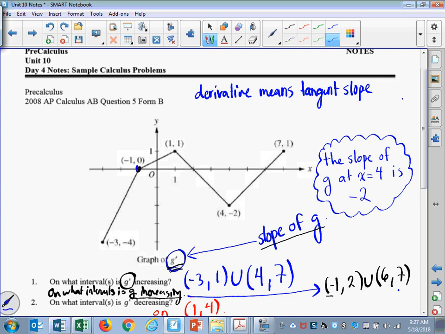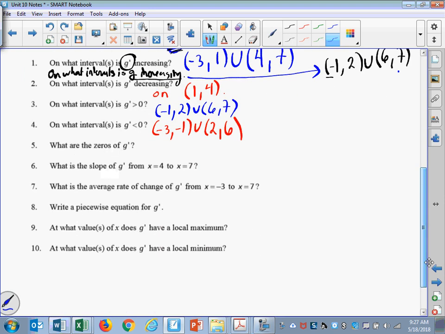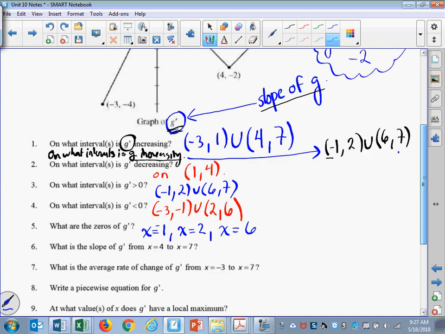Zeros are written as x-coordinates, so we can just say x equals -1, and x equals 2, and x equals 6. Let's check. -1, 2, and 6. That'll work. What is the slope of g prime from 4 to 7?